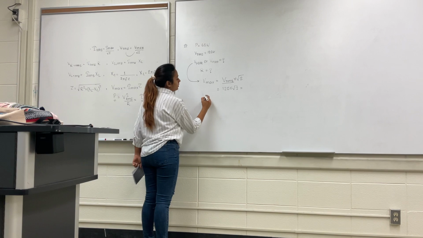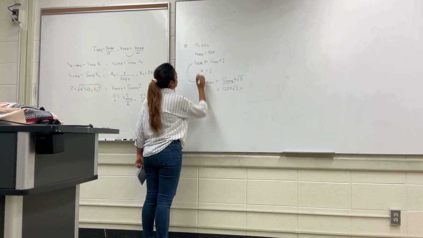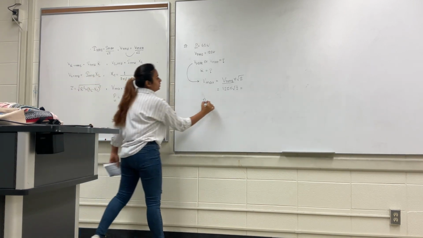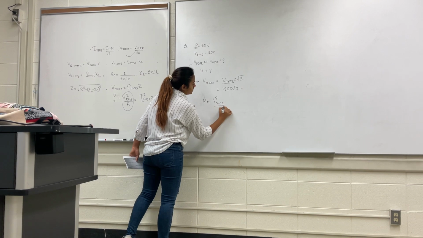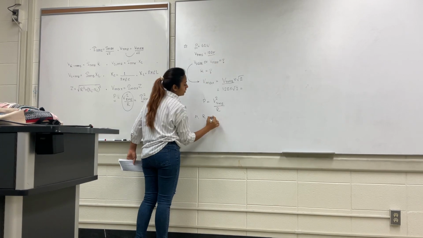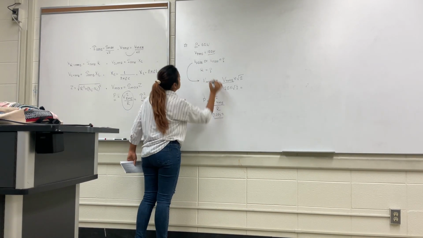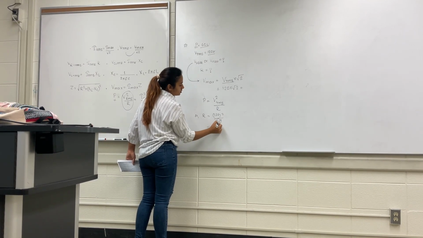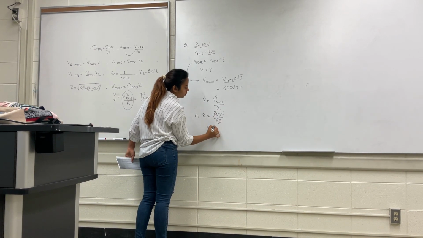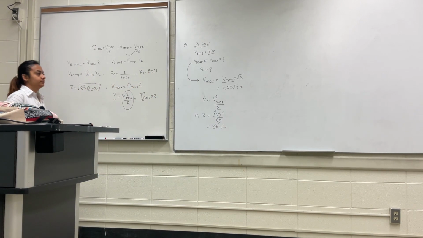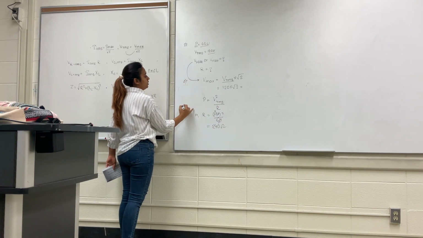And for R, what will you do? Power is given. You know the formula, this one. That means V square RMS upon P, so R is equal to V square upon P, it's 120 square upon the power, which is 60. You'll get something like 240. This is part A, this is part B.